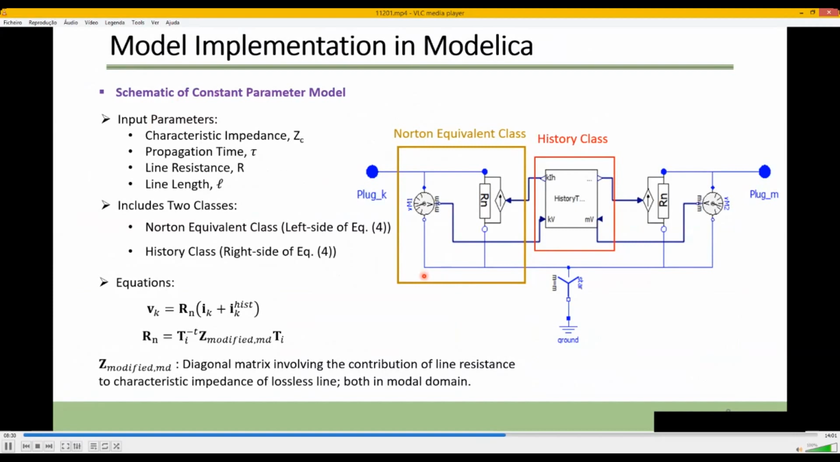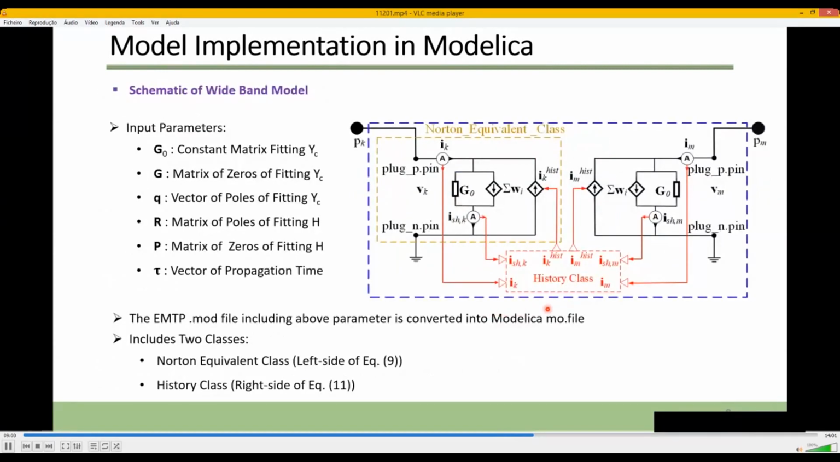In Modelica, the input parameters are characteristic impedance, propagation time, resistance, and length of line for single phase, or in modal form for multi-phase line. If the line is untransposed, we have to give the modal transformation matrix as a parameter. Because of lack of time, here I just show the codes for the wideband model, which is more complicated.